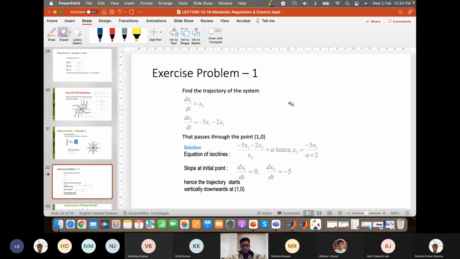Now let us look at an example here. This is an example of a system where there's a reaction taking place. All of those things, sir, have been taken care of.